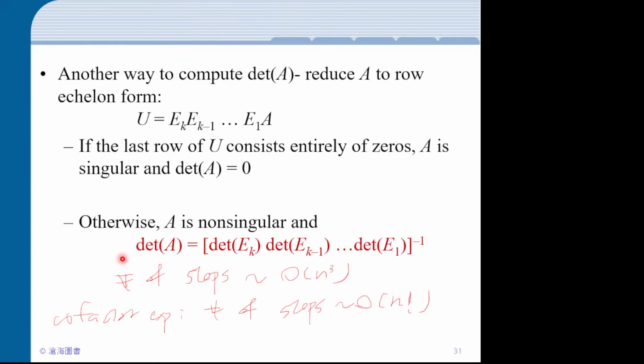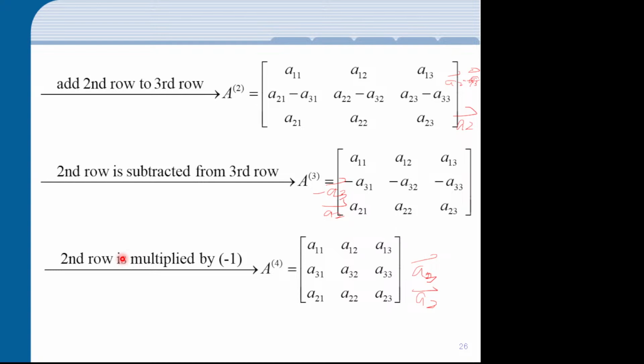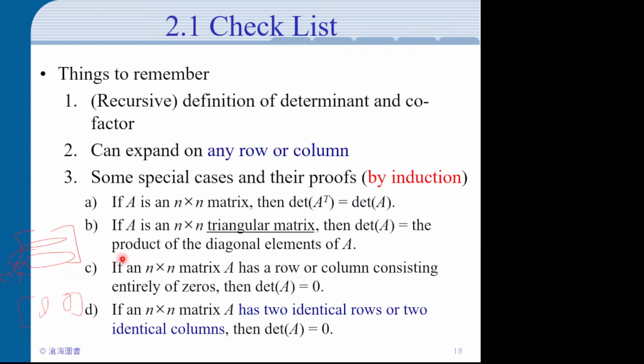And also some properties in 2.1, I believe it's here. Okay, so a reminder of some properties: determinant of A transpose equals determinant of A, and you can do your cofactor expansion on any row or column. If triangular, then your determinant is just the product of the diagonal. If you have a row or column of all 0s, the determinant is 0. And the last one, you can kind of go from this and the elementary operations we have: if you have two identical rows or columns, then the determinant equals 0.